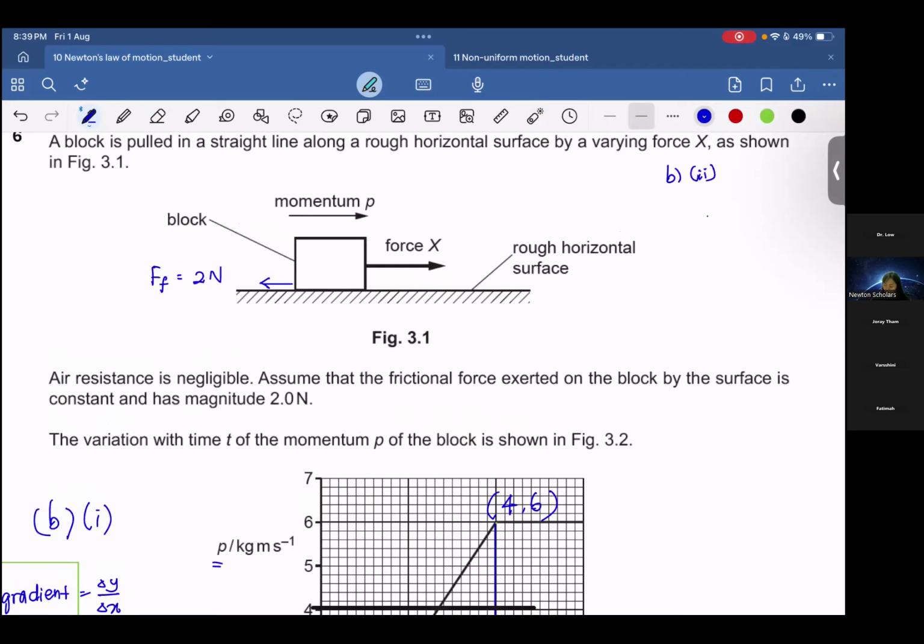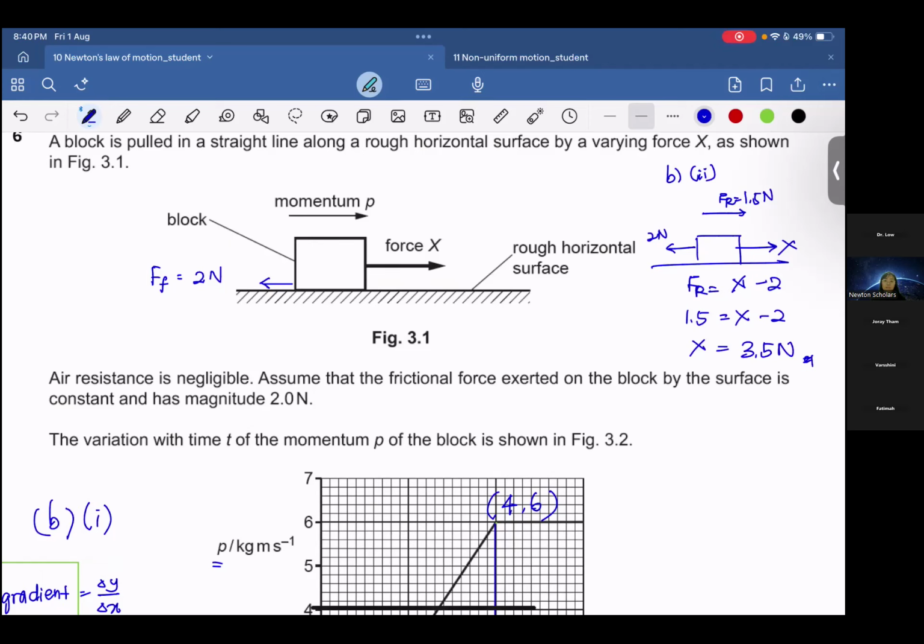This one, that means that resultant force is 1.5 Newton. Then this is your X. Here is 2 Newton. So resultant force will be X minus 2. Then after that, 1.5 equals X minus 2. So your X should be 3.5 Newton.